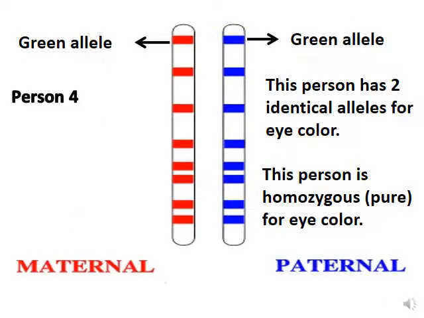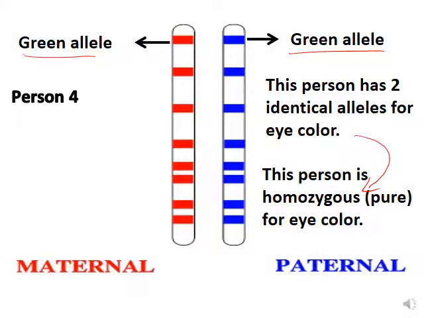And the last one, person 4, has two identical alleles, both are green. So this person is said to be homozygous. So here we can deduce that when the person has two identical alleles for the same gene, it's said to be homozygous or pure. When it has two different alleles for the same gene, it's said to be heterozygous or hybrid. Do we have to know both terms? Homozygous means pure and heterozygous means hybrid?